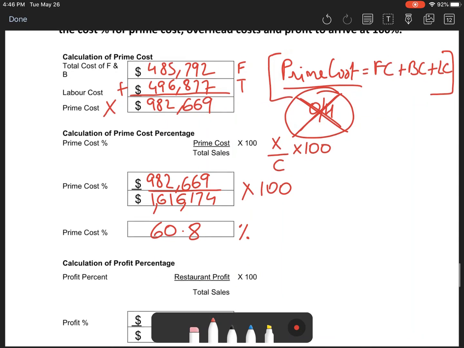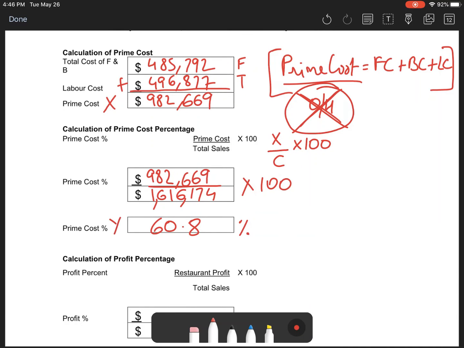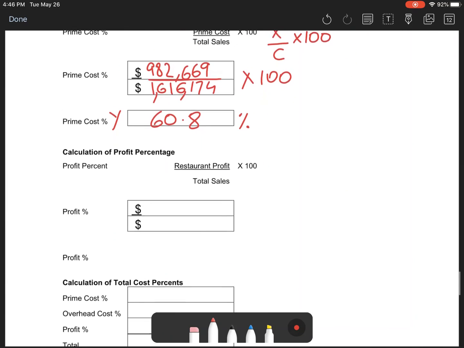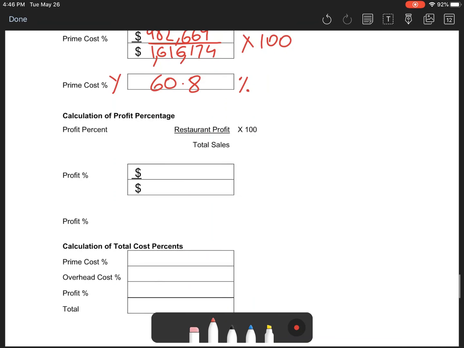We now know the prime cost percentage. Let's give it an alphabet. We'll call it Y. And we've almost reached the end over here, thankfully, because I'm running out of alphabets. And we want to know our profit percentage. Oops, I didn't put a block over here.